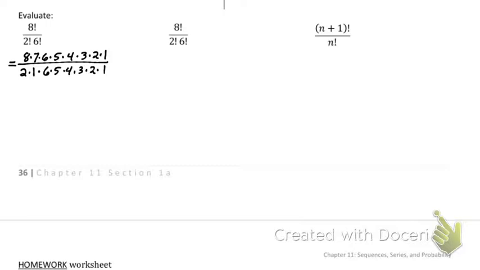In fact, I see this whole pattern, 6, 5, 4, 3, 2, 1, 6, 5, 4, 3, 2, 1, and it's all chained by multiplication. So I can go ahead and cross those out. Those are all going to turn to 1. It's the same thing above and below. Now all I have to know is 8 times 7. And 8 times 7 is 56.